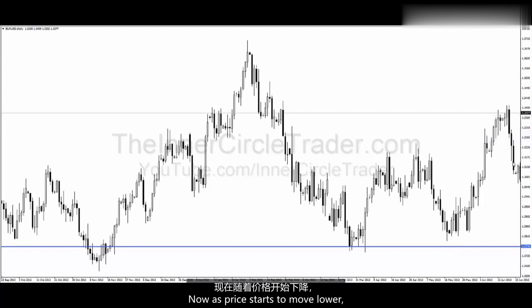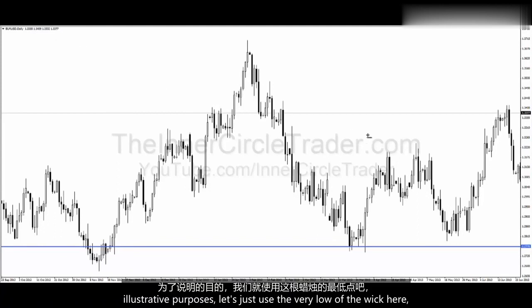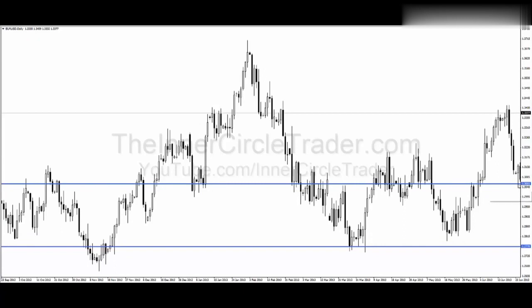Now as price starts to move lower, we would be looking for areas where we would reasonably expect to see price stall. Price bounced here. Now just for illustrative purposes, let's just use the very low of the wick here. And I'm just going to double check the candle, make sure I am indeed on the low. The low is 130.58. And we're going to move our level right to that point.